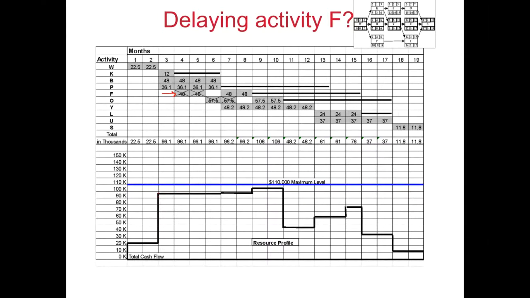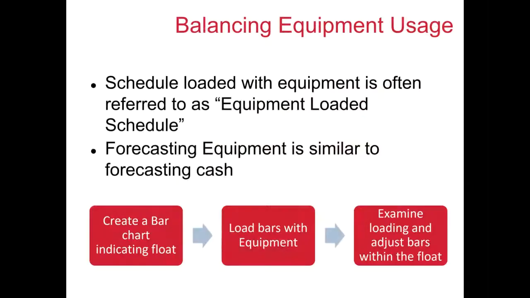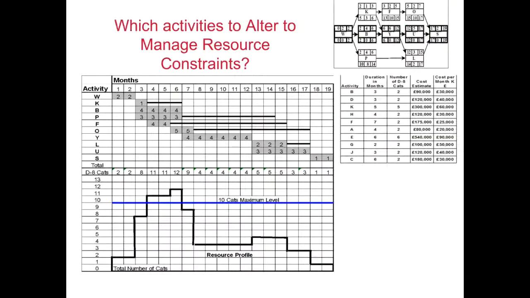So in this example, we learned how we address the cost constraint problem. The learning points from this example were that float gives the management team the ability to manage different types of resources. From a resource management viewpoint, float is much more important than critical activities. With critical activities, management has no choice, whereas float gives management the ability to fine-tune the project and better manage cash flow and resources. Similar sort of a concept.